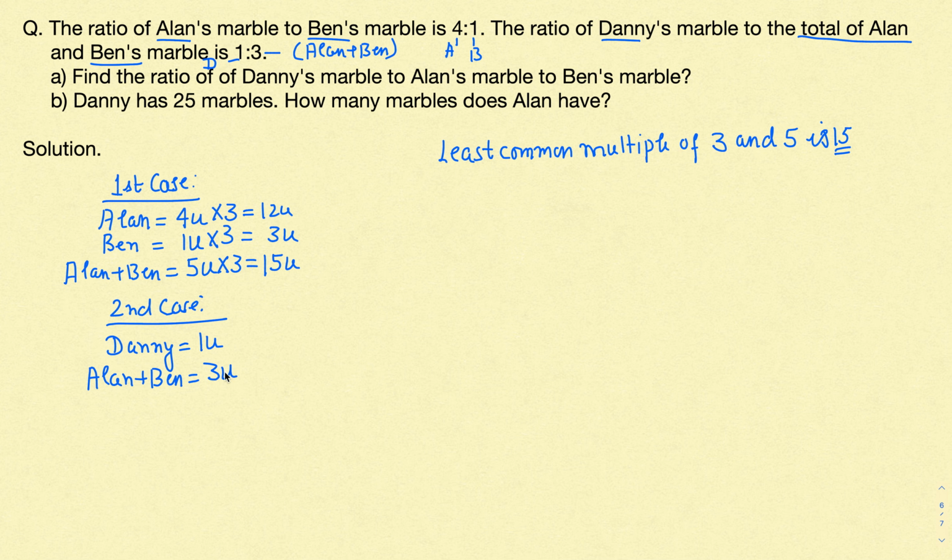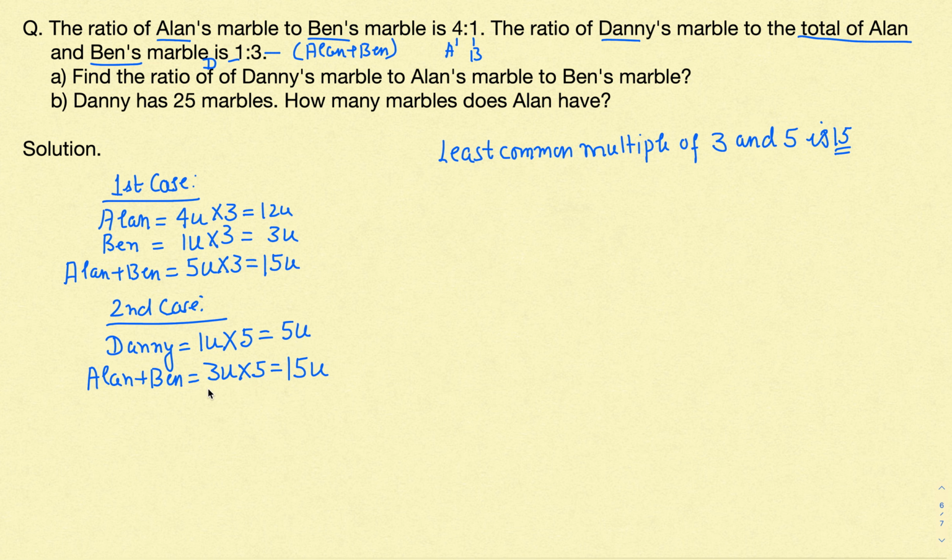So it's fine. Now how about here? Here also we have to make the total number of units of Ellen and Ben equal to 15. So with what number do I multiply 3 so that I get 15? Obviously 5. And since we multiply this one by 5, we have to multiply Denny's unit also by 5.